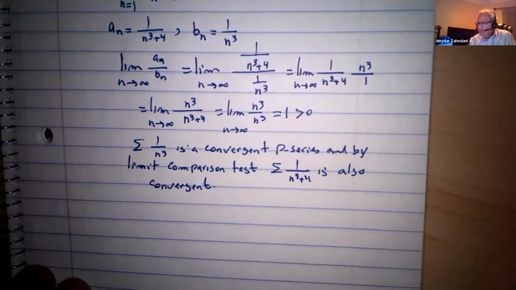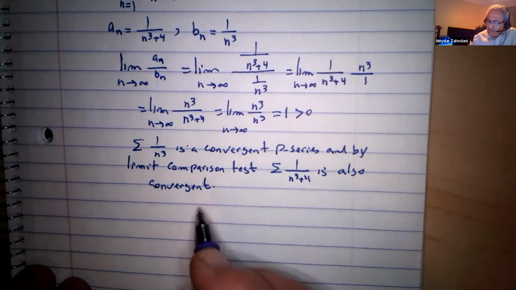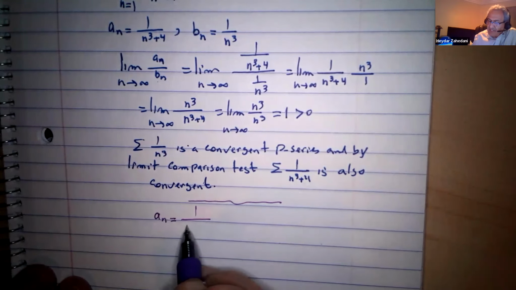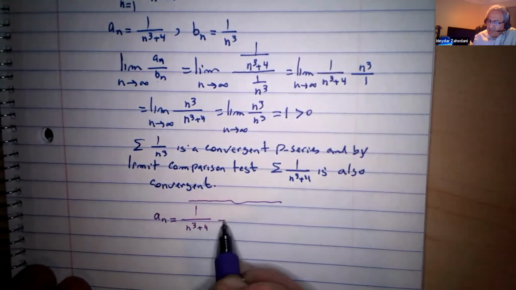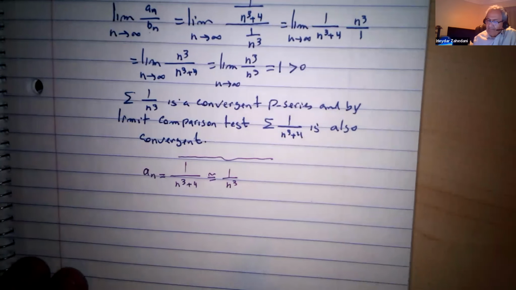But all this operation can be written in a very easy form, so you should be able to take care of it quickly. The way we do it is in this format. Just do it the quick way. This is your an, 1 over n cubed plus 4. Shrink it, it's like 1 over n cubed. That's 1. This is your bn.